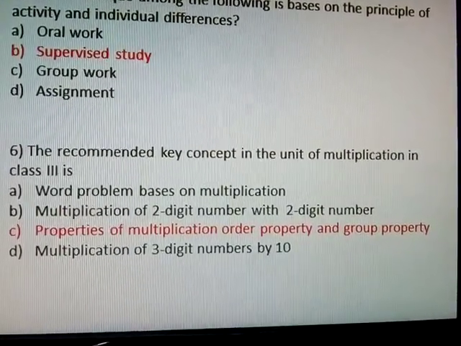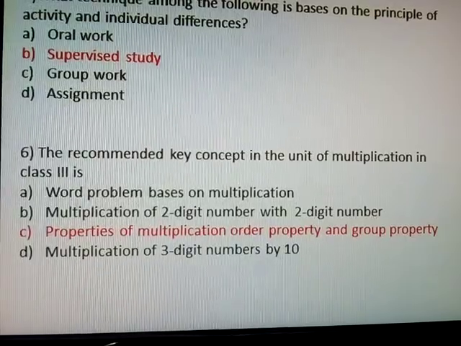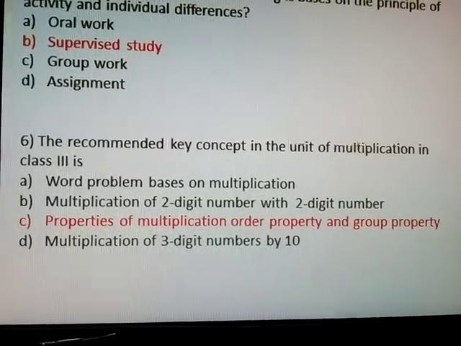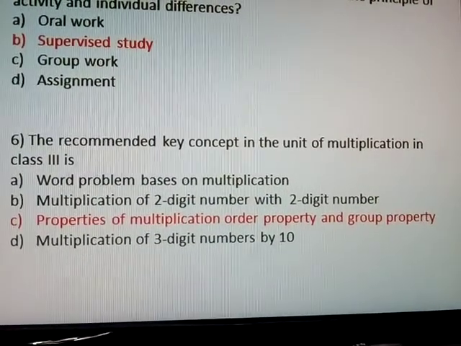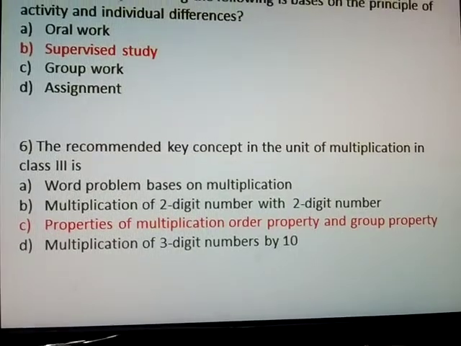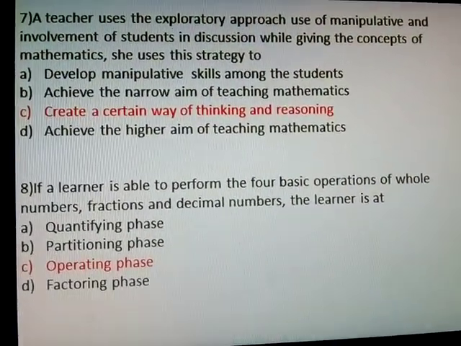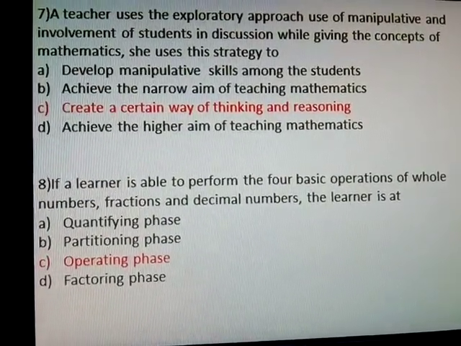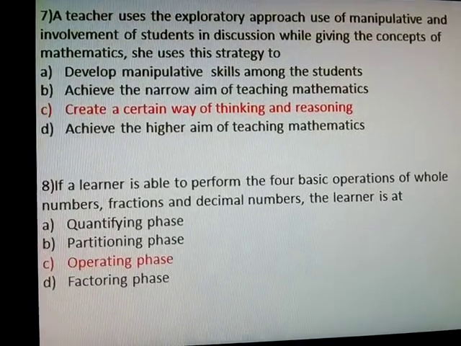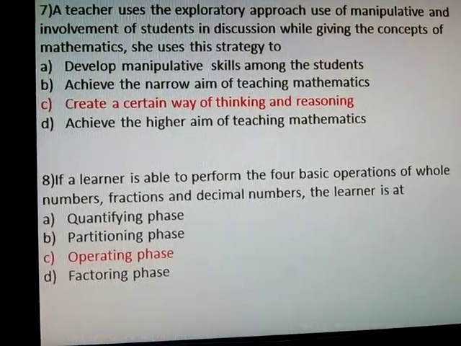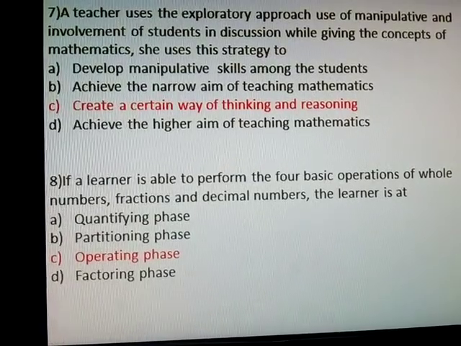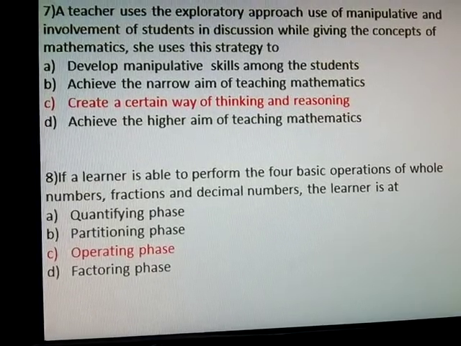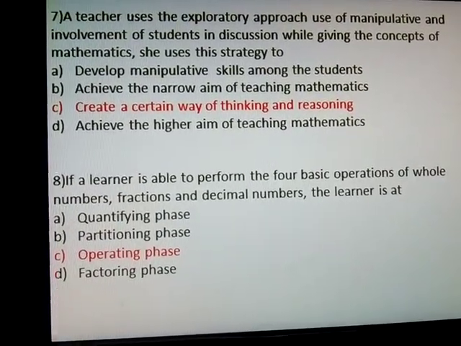The recommended key concept in the unit multiplication in class third is answer C, properties: the multiplication order property and group property. Seventh question, a teacher using the exploratory approach, use of manipulatives and involvement of the students in discussion while giving the concept of mathematics. She used this strategy for answer C, creating a certain way of thinking and reasoning.